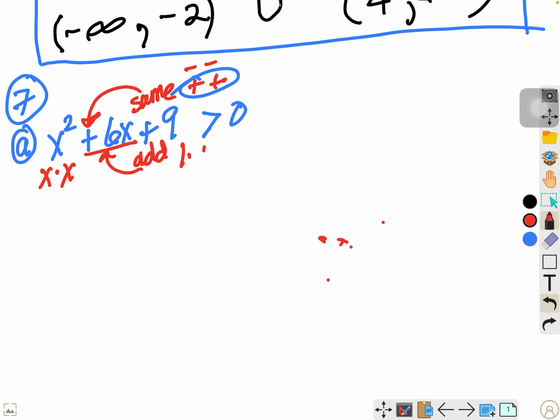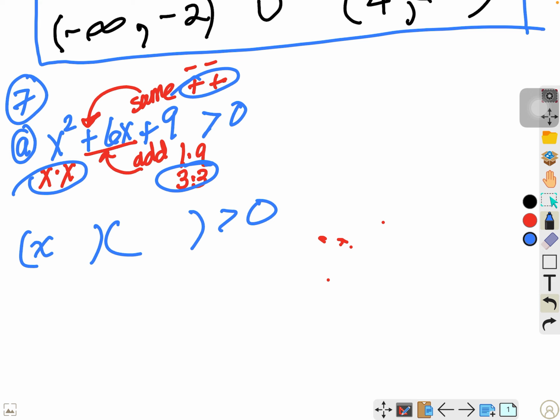So we won't be using 1 times 9. However, we will use 3 times 3. So we'll place these into our binomials. x times x in first place, 3 times 3 in last place for both binomials. And using our sign rules, we're going to place the pluses. Okay, so that's a binomial squared.